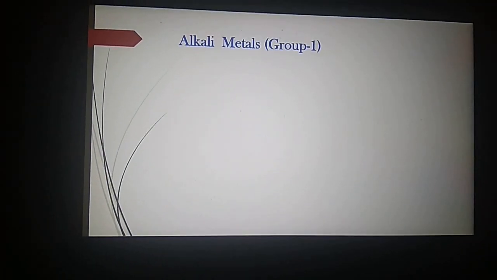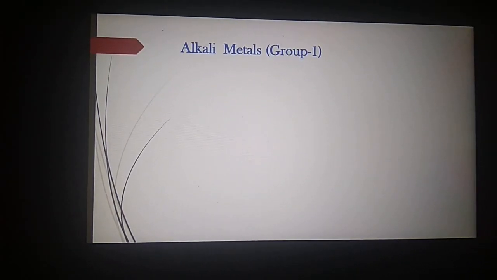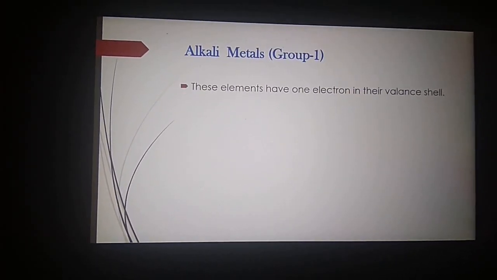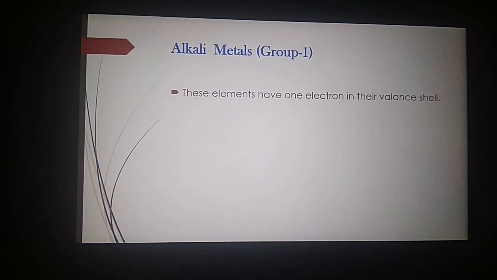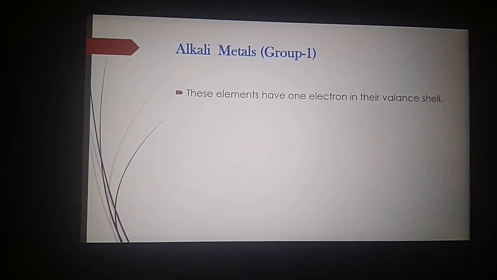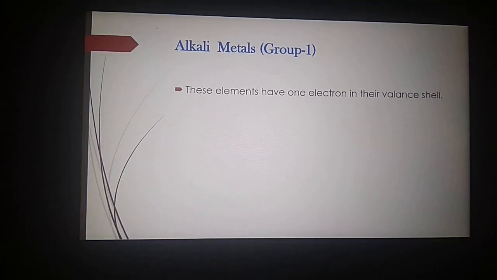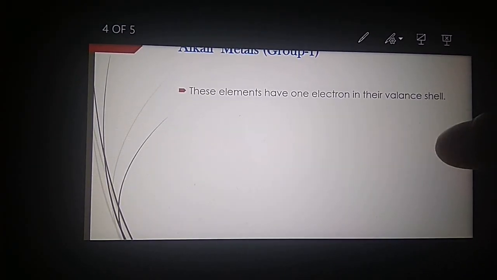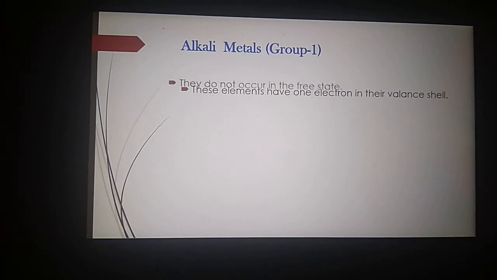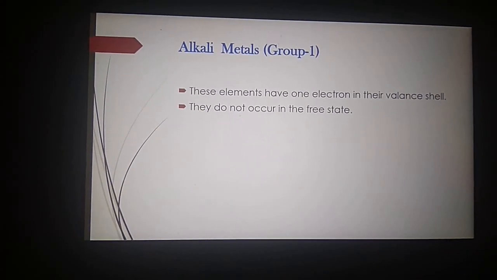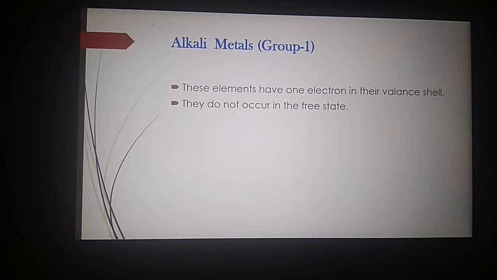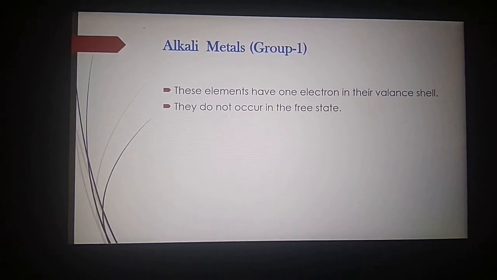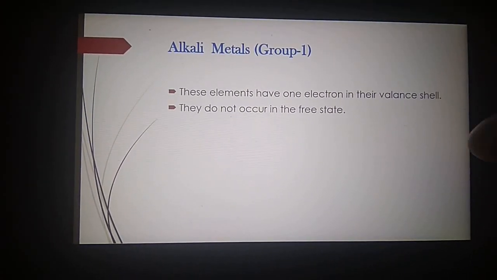And now let us try to understand group 1 elements, that is alkali metals. So these elements have 1 electron in their valence shell. So all group 1 elements have 1 electron in their valence shell. They do not occur in free state. That means these elements are highly reactive elements. These are not available in free state in nature.